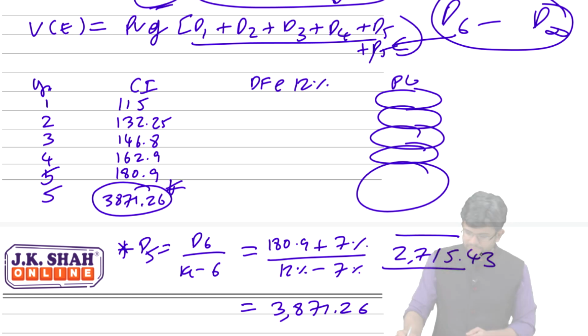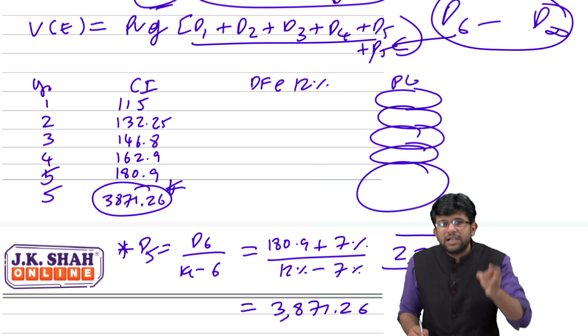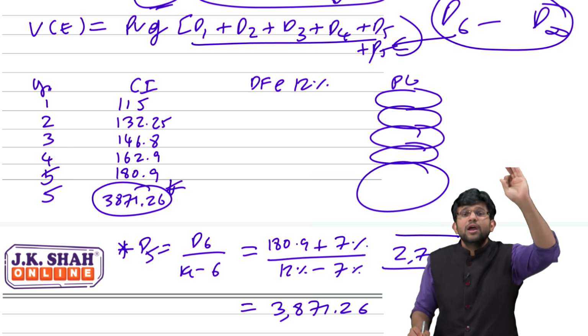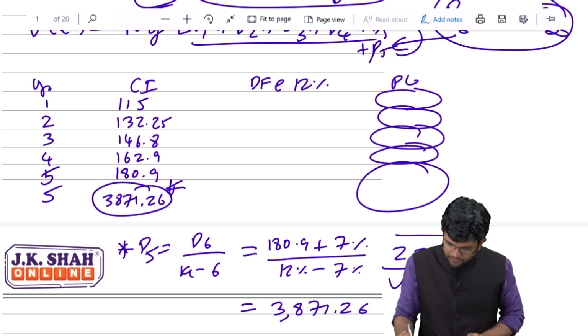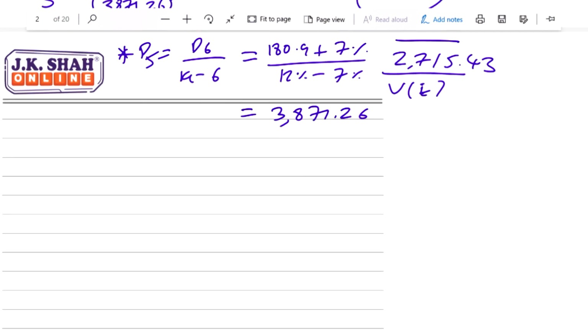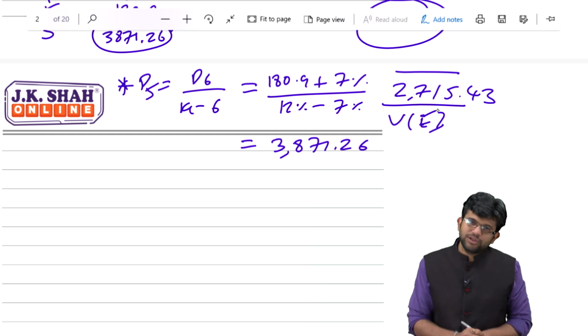2715.43. 2715.43 is what, children? It is nothing but the present value of all future cash inflows from D1 to D eternity, and this therefore becomes my value of equity. Everybody following? This becomes my value of equity. This is what I am ready to max pay for this share today.